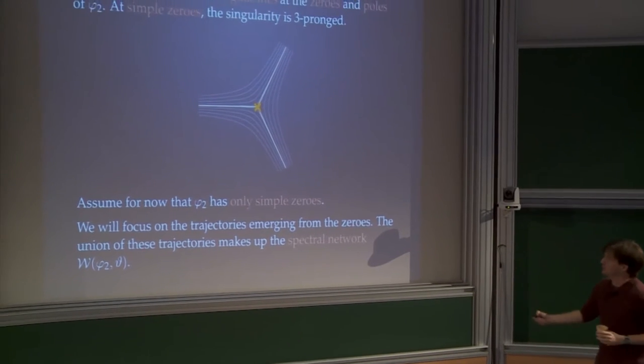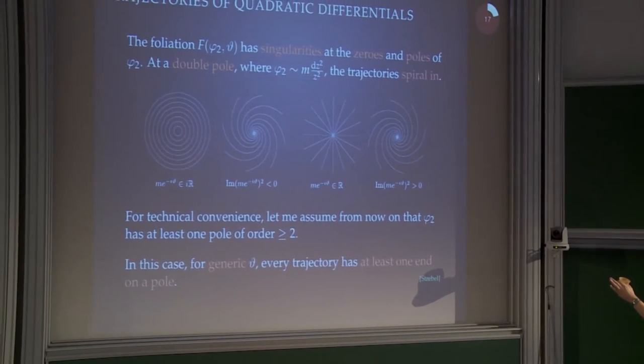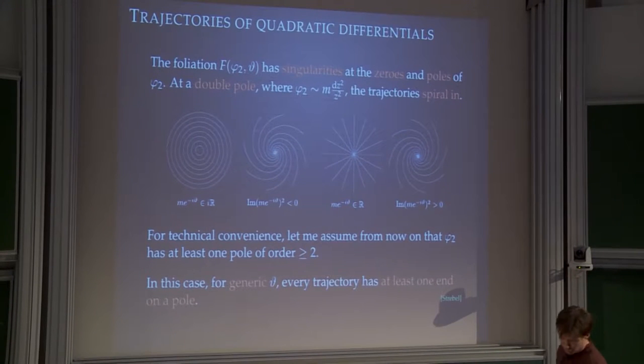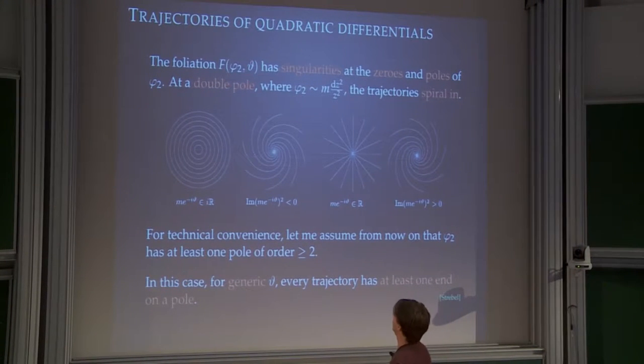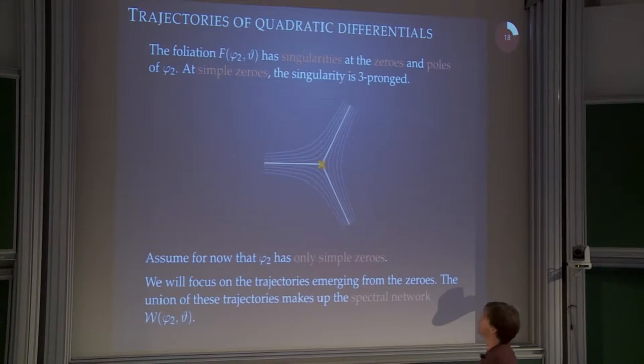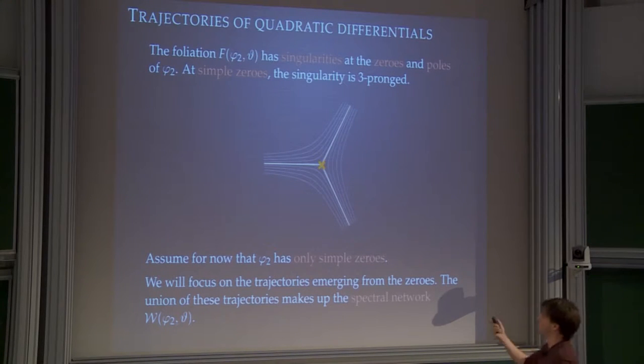So that's what happens at the poles. And on the other hand, you also have singularities at the zeros of the quadratic differential. And at the simple zeros, if you work out the local behavior around a simple zero, you find a singularity which is just a three-pronged singularity. So I'll mark the simple zeros always with this cross.